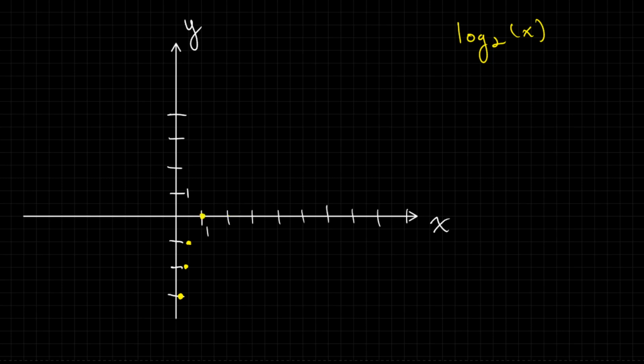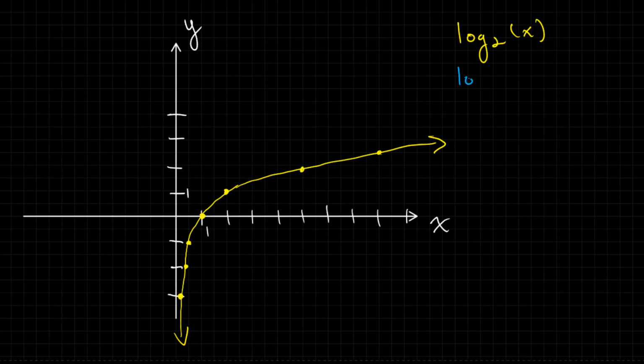At x equals 2, we have a y value of 1. And at x equals 4, we have a y value of 2. And finally, at x equals 8, 1, 2, 3, 4, 5, 6, 7, 8, we have a y value of 3. And we can go ahead and connect this with a smooth curve. It looks something like this.